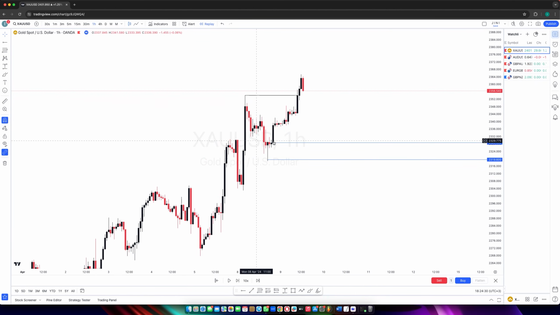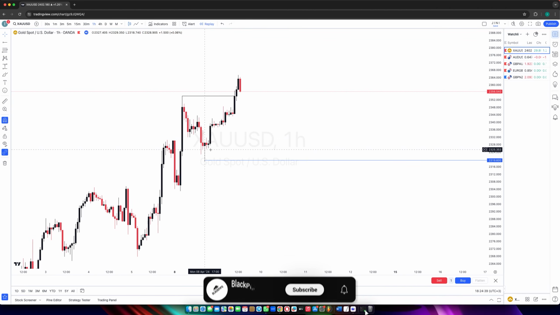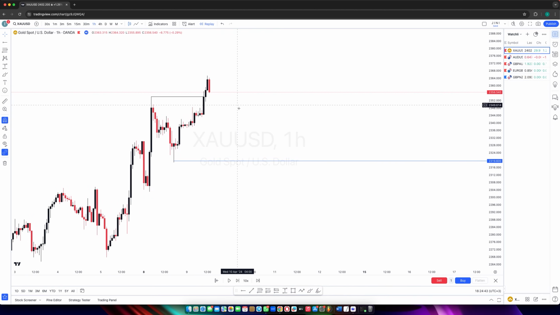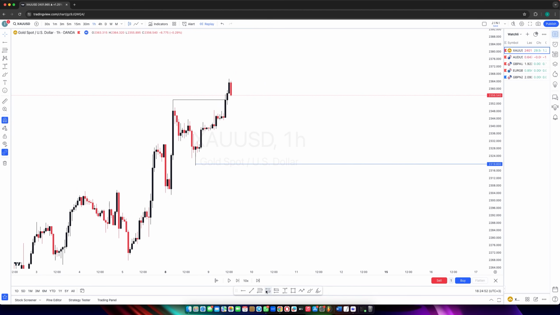We have the formation that was here, but when we go to the 1 hour time frame, we found that we have another inside formation, and it also offers the liquidity engineering, and that is where we take the trade. So here is where you will put your entry.